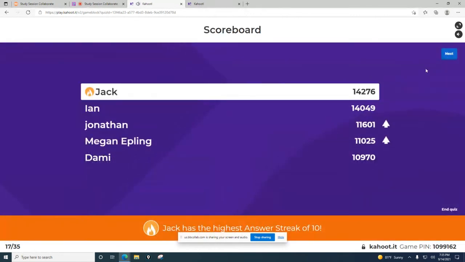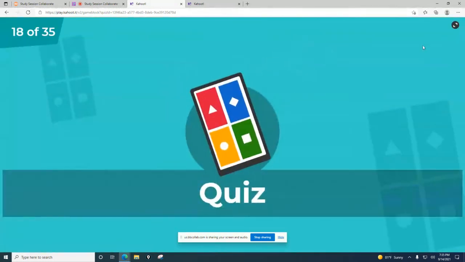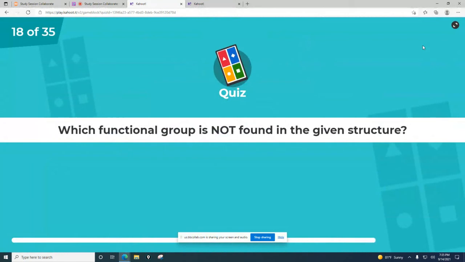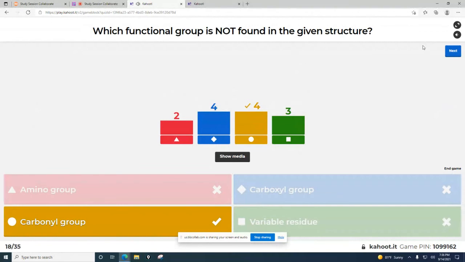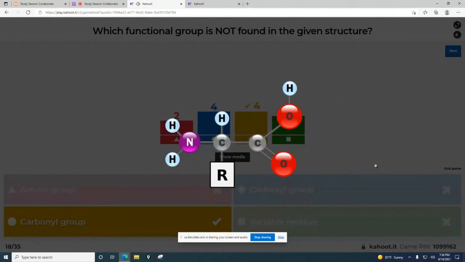Okay. Uh-oh. Answer street. Okay, which functional group is not found in the given structure? Okay. I really hated that one. We're split on this one a little bit.